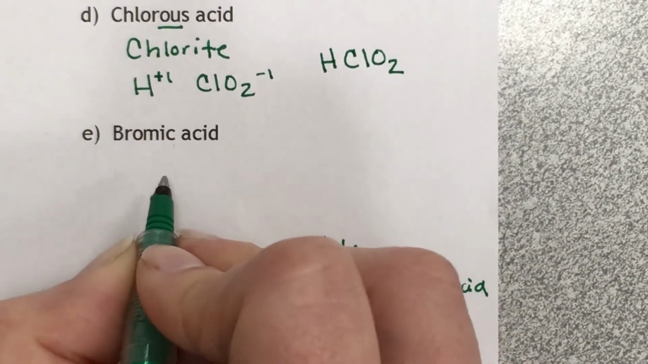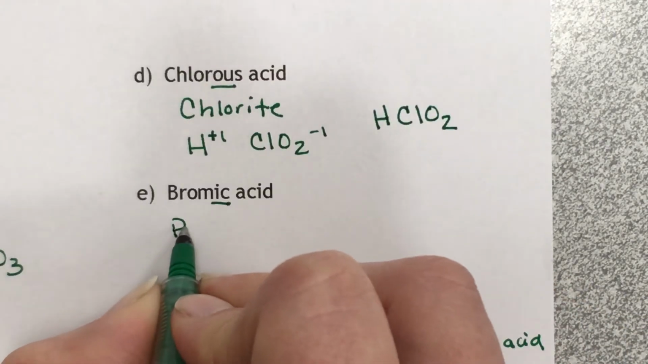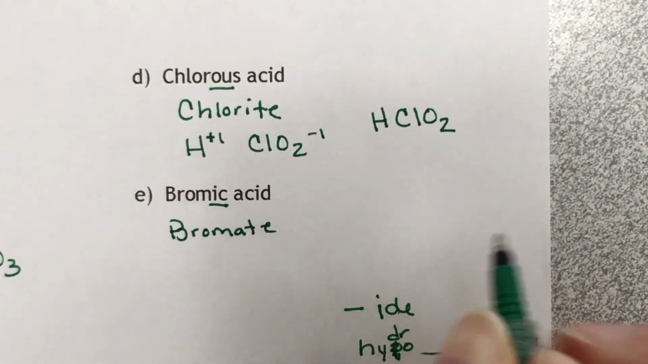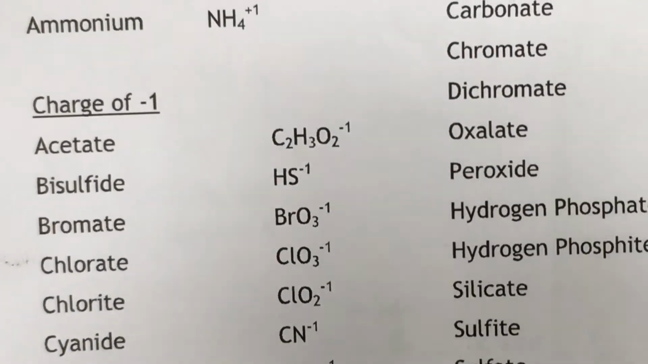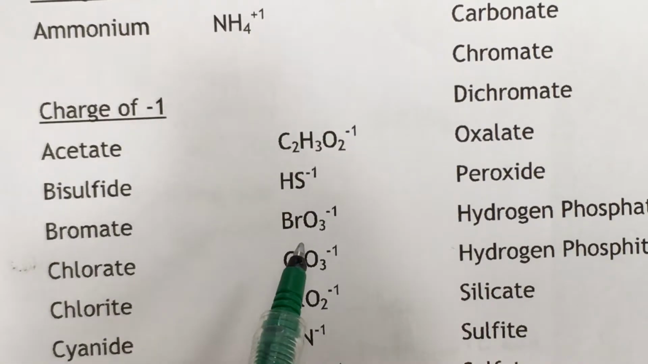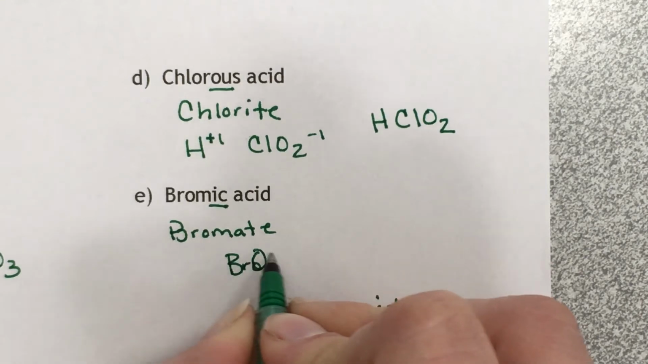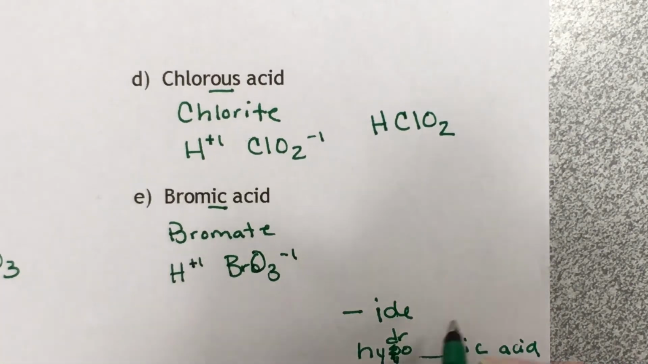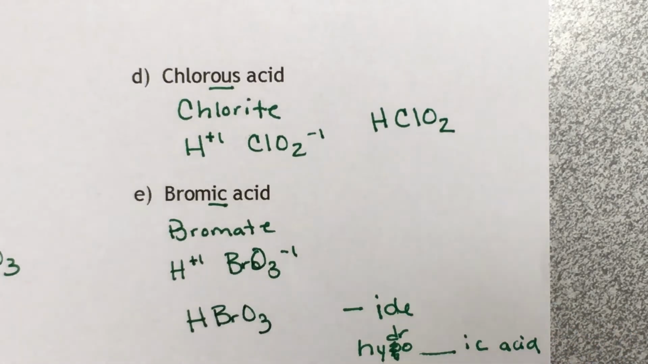Bromic acid. So the ending is IC. We're going to look at IC. That means it ended in ATE. So it was bromate. Since it's not bromide, it's not on the periodic table, it's bromate. So we're going to find our bromate, and that is right here. It's going to be BrO3 -1. Then we have always our hydrogen, 1-to-1 ratio. The formula is just HBrO3. That's it.